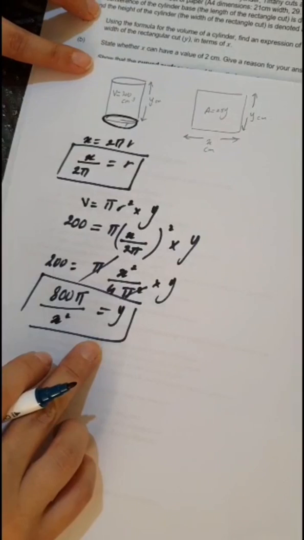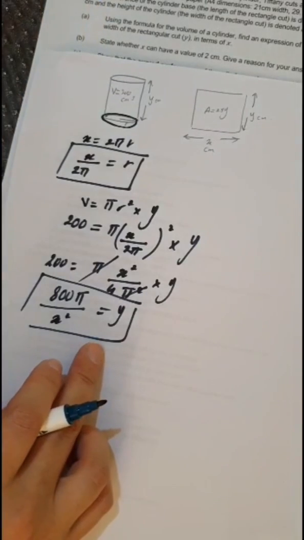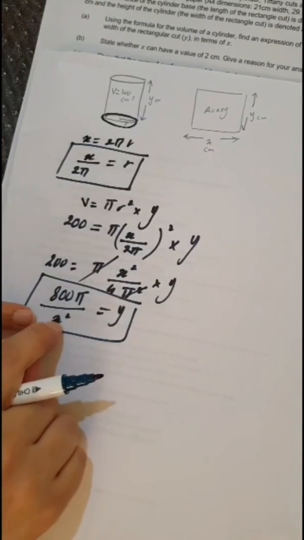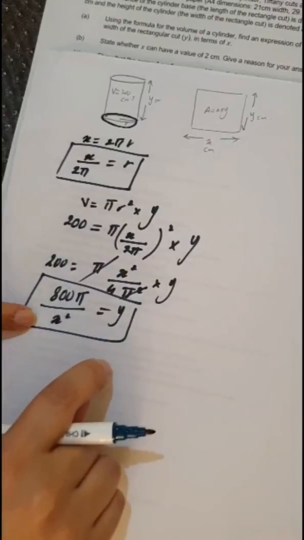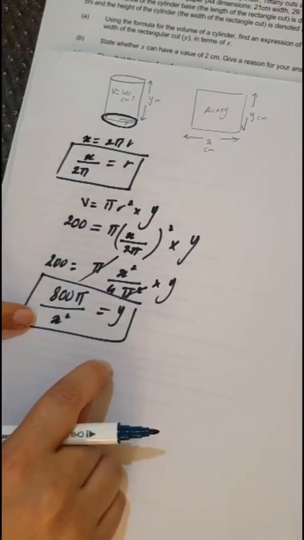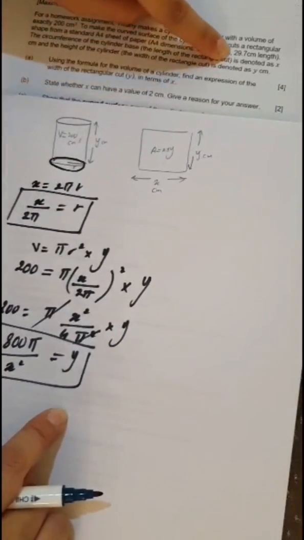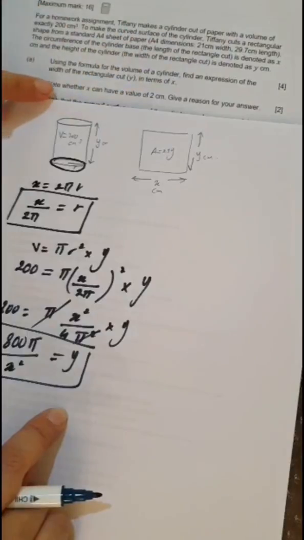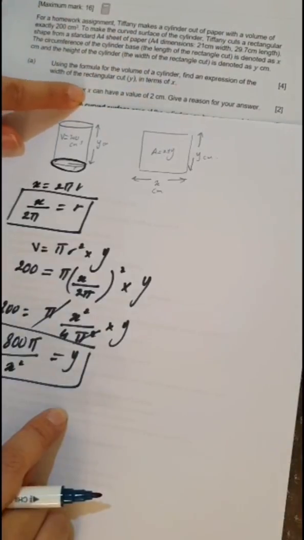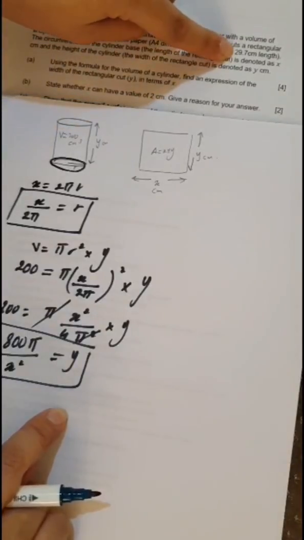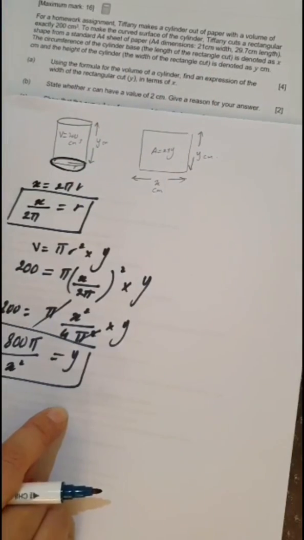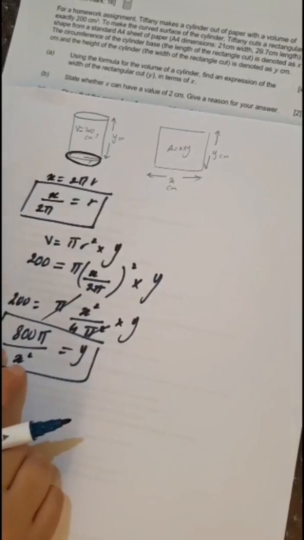State whether x can have a value of 2 centimeters. If we get x equal to 2 centimeters, I need to get the value of y, but remember, I needed it less than the 29.7 they gave me in the question, okay? Because they said here, state whether x here, y less than 29.7. So I need to replace it in this function. Sorry, I need to get y less than 29.7.